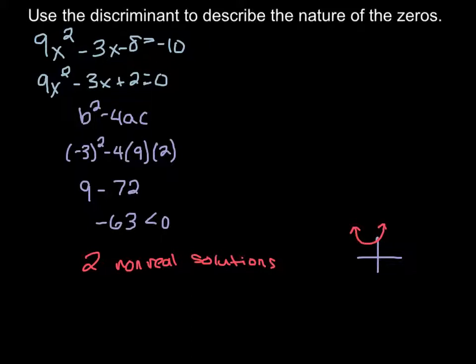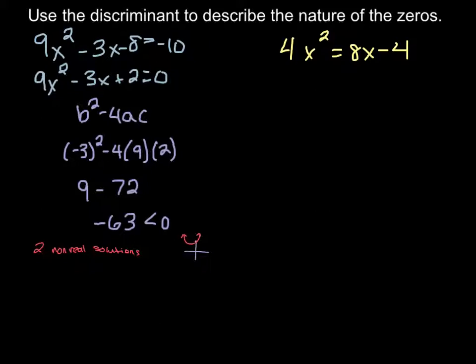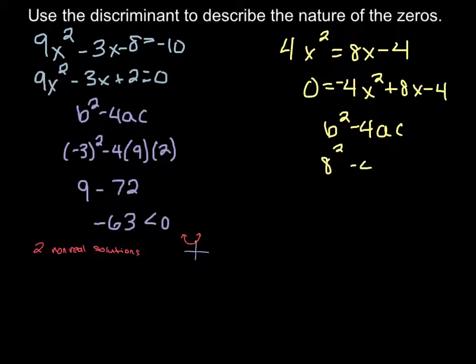Now let's try another one. We have 4x squared equals 8x minus 4. So same idea as before. We want to make sure the equation is equal to 0 first. Now that we have that accomplished, we can use our discriminant. b squared minus 4ac, so b squared would be 8 squared minus 4 times negative 4 times another negative 4.